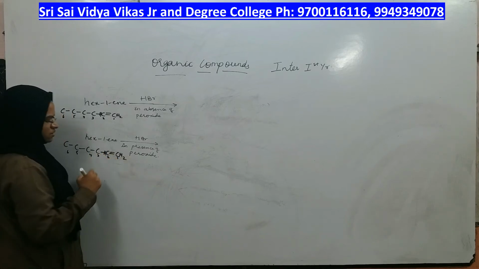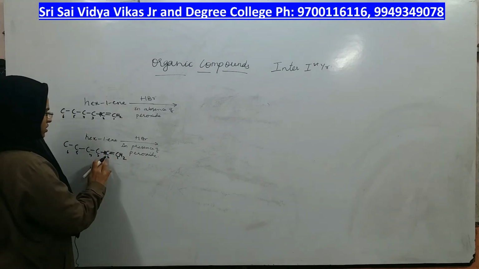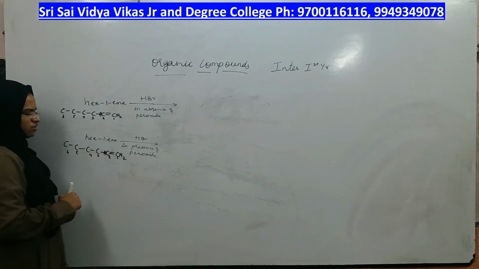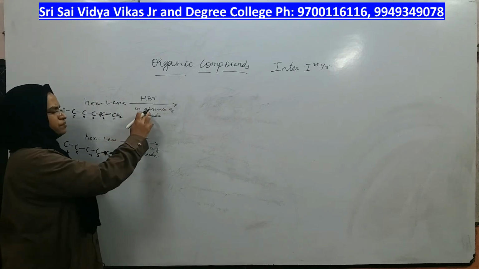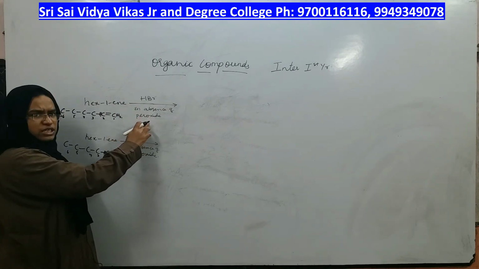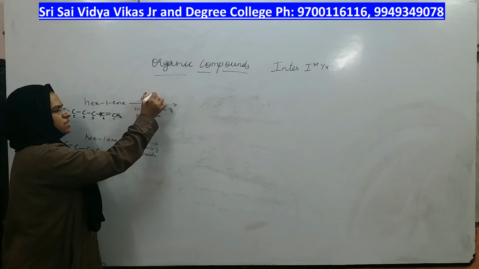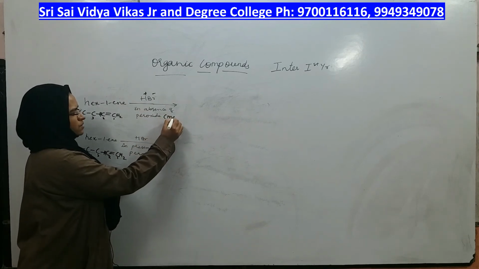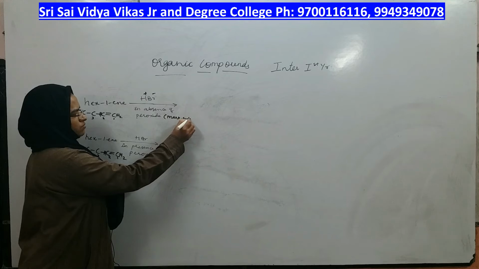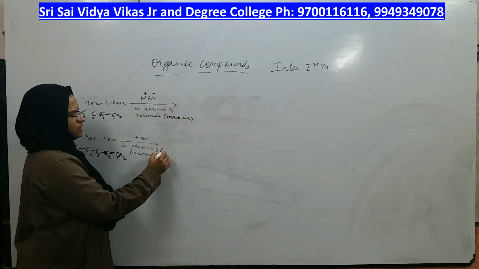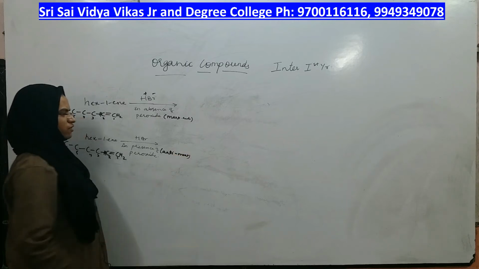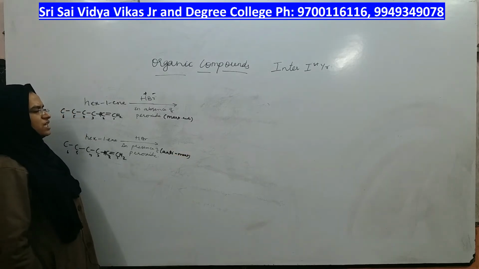Hex-1-ene. So, this is the compound. The numbering is 2, it doesn't mean hydrogens are 2, okay. Now, in the absence of peroxide, which rule is followed for unsymmetrical reagent? Markovnikov's rule is followed. In the presence of peroxide, which rule is followed? Anti-Markovnikov's rule is followed. What does Markovnikov's rule say?